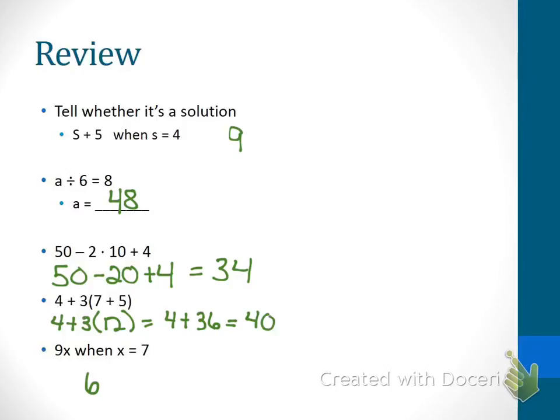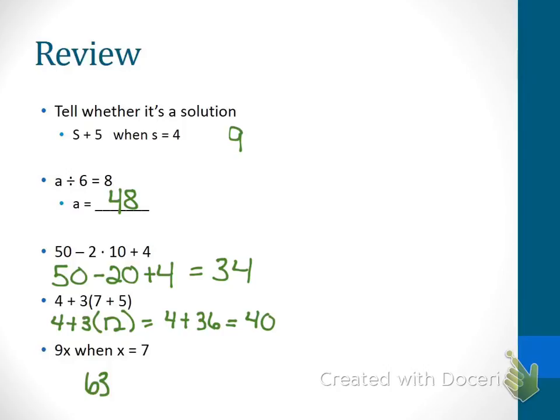40. You've got to add what's in parentheses first, then multiply, then add 40. What, you don't agree? You see where you went wrong? All right, and then the last one's 63. Anybody get them all right? Anybody miss one? All right, okay, very good.